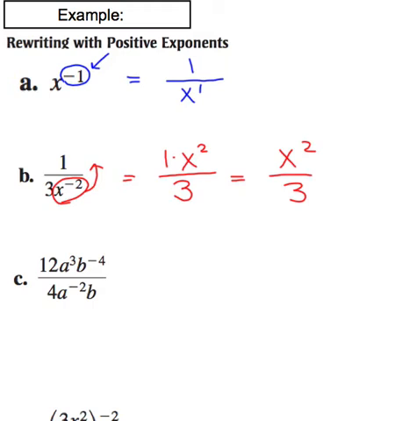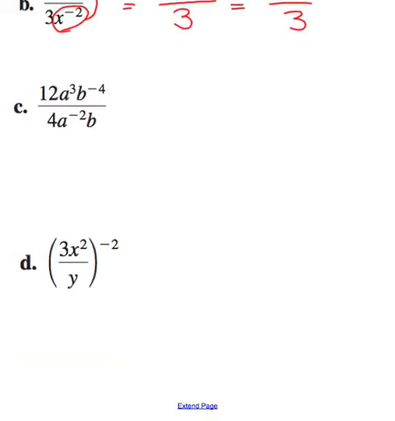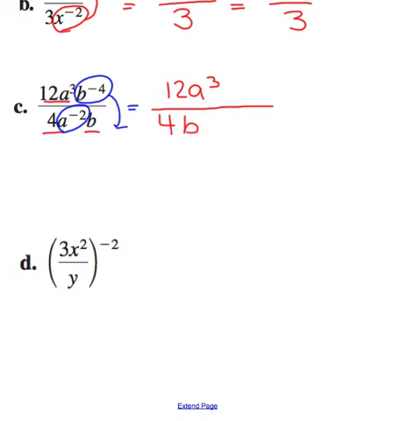All right, next example, C. What I like to do first whenever I see negative powers is I like to move them. So this is going to move down to the denominator, and this is going to move up to the numerator, making those positive. So my 12a cubed stays as it is, and my 4b stays as it is, and I'm going to move this down as a b to the 4th. I'm going to move this up as an a squared.